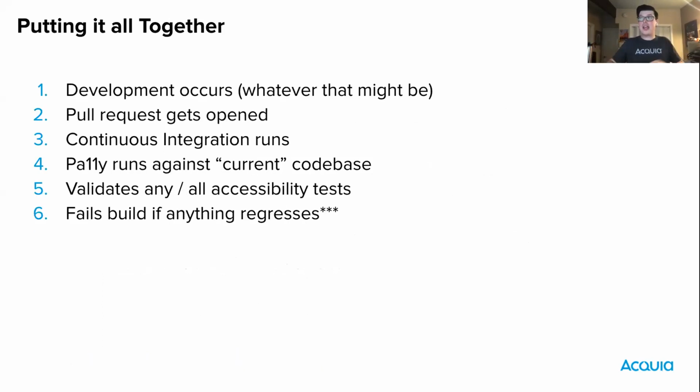So pulling this all together, development occurs under any definition of the word development, right? That could be site building, that could be backend, that could be front end, that could be content. Whatever that development is, a pull request should get opened. As part of that pull request process, you should have continuous integration running, whether that's Travis CI, pipelines from any of the umpteen companies that offer a pipelines product, whatever. One of your automated tests that should run during that CI process is Pa11y.